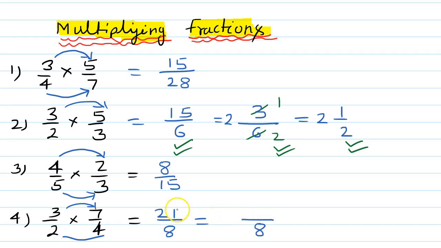So 8 times 2 is 16, 8 times 3 is 24. So 8 times 3 is 24, it is more. We are not taking that, we are taking 2 times. 8 times 2 is 16 and 16 add 5 is 21. So 2 and 5 over 8. Nice and easy. So this is your answer and this is your answer.